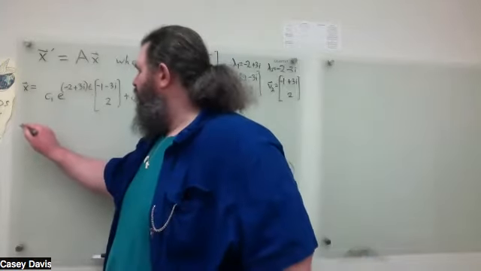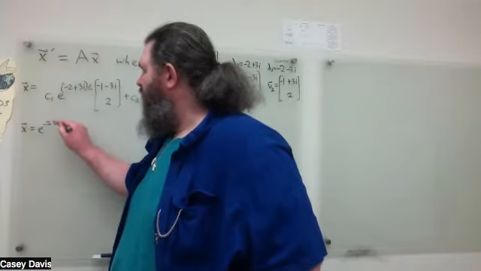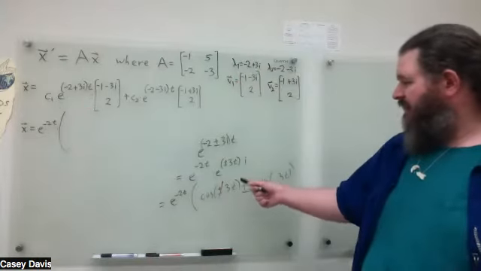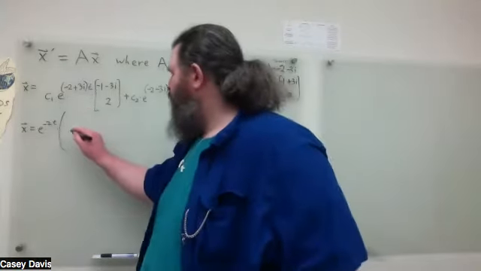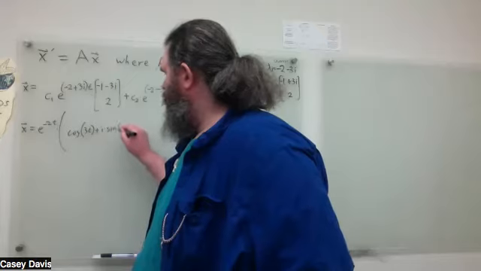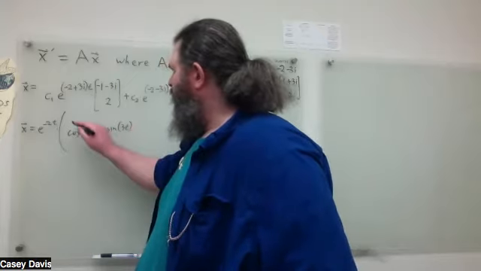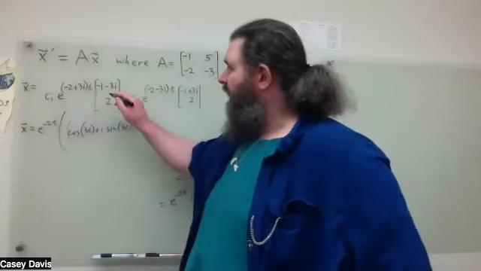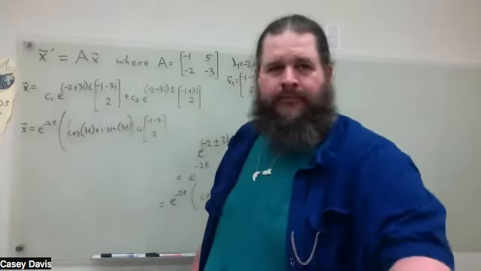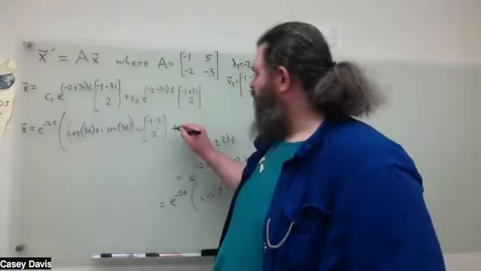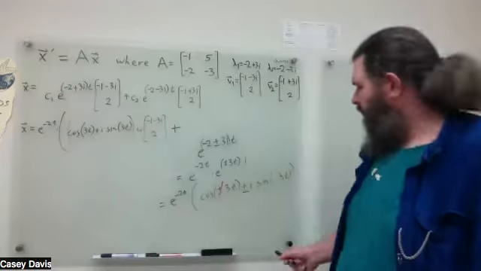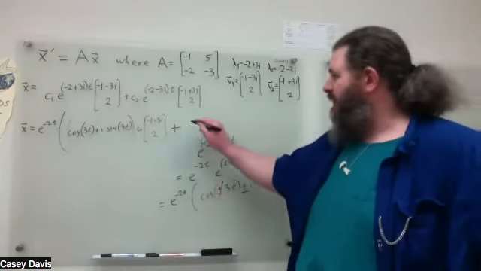We could say x equals e to the negative 2t times, and then see what's left. This term, we're going to have a cosine 3t plus i sine 3t. And that whole thing is multiplied by c1 and this vector. Plus, and then this whole thing can be replaced with e to the negative 2t, which we factored out, times cosine 3t minus i sine 3t.